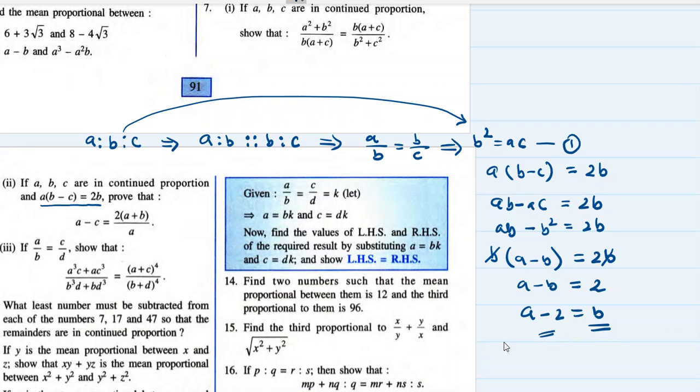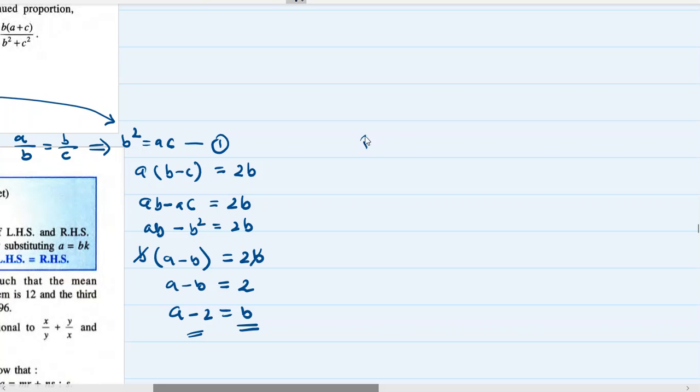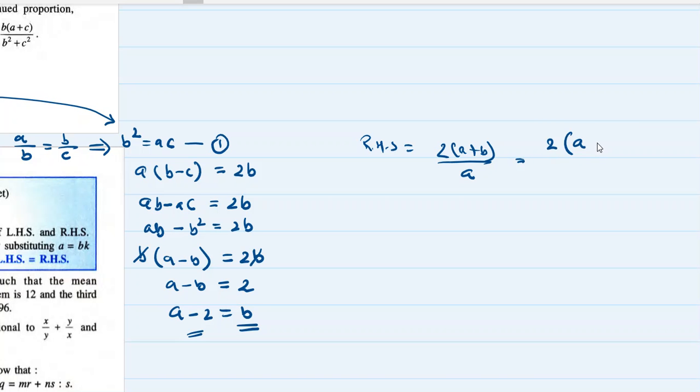So this is one of the easiest things I've got. That is the value of B. B is A minus 2. So I'm going to put this value of B in the RHS over here. RHS is 2(A plus B)/A. So 2(A plus A minus 2)/A. That is 2(2A minus 2)/A.